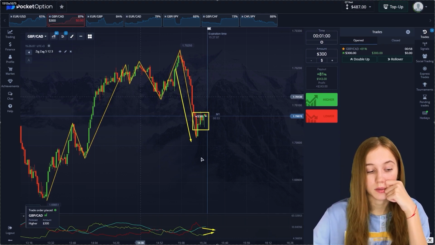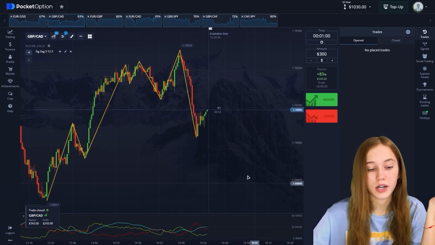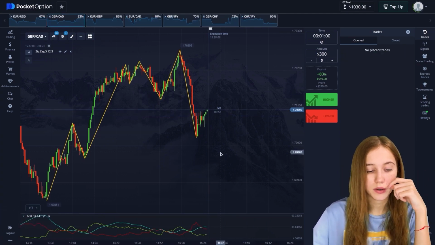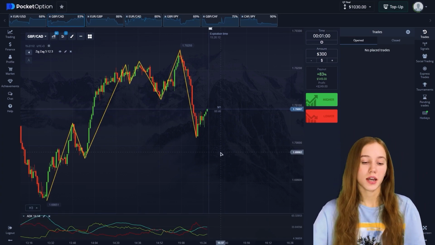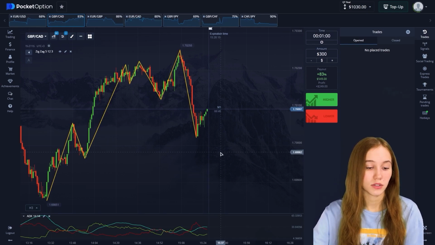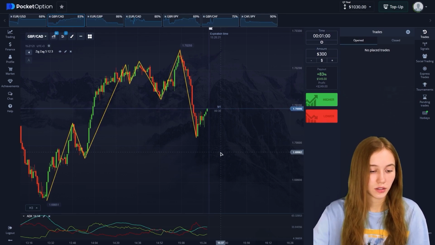So we open a deal based on analysis. The intensity is growing because of recovery of the chart, and we close the deal in profit. Good. And let's finish our trading session for today. Good.